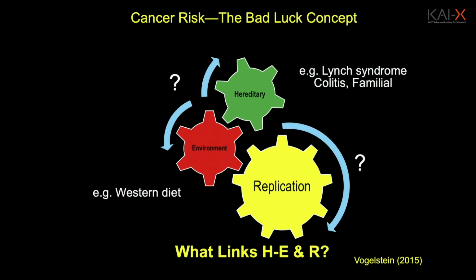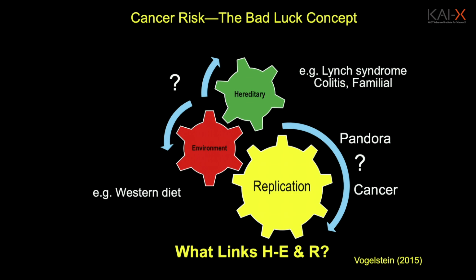And so, all these components are interacting with each other, and this is just a way to break down the nature of the system. And what are the links between H, E, and R? Hereditary, environment, and replication. And that's Pandora's box. We don't really know.